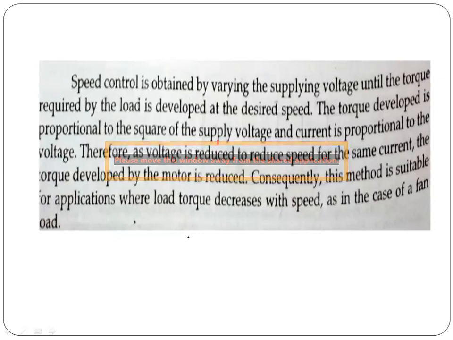Now the speed control is obtained by varying the supply voltage until the torque required by the load is developed at the desired speed. The torque developed is proportional to the square of the supply voltage and the current is proportional to the voltage. Therefore, as voltage is reduced to reduce the speed, for the same current the torque developed by the motor is reduced. Consequently, this method is suitable for applications where load torque decreases with speed, as in the case of fan load.